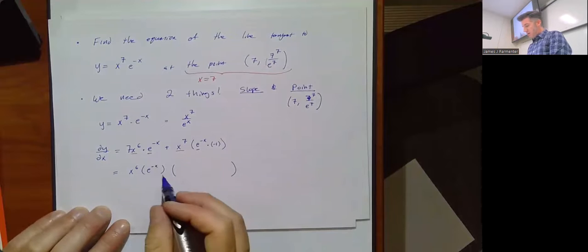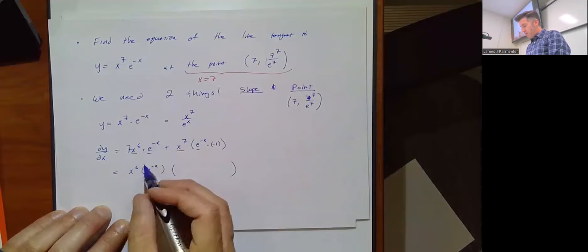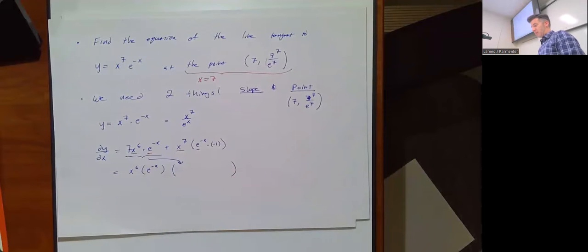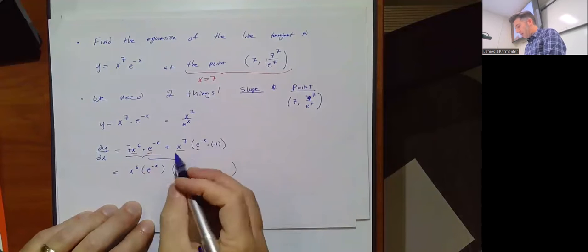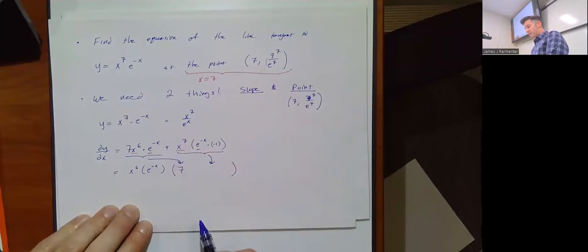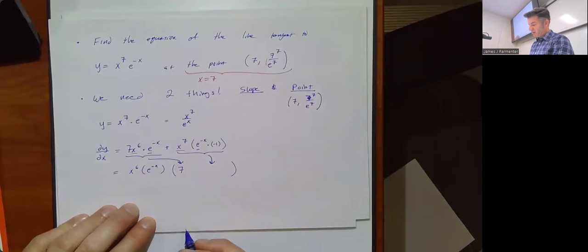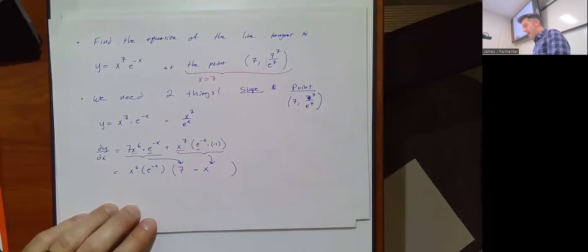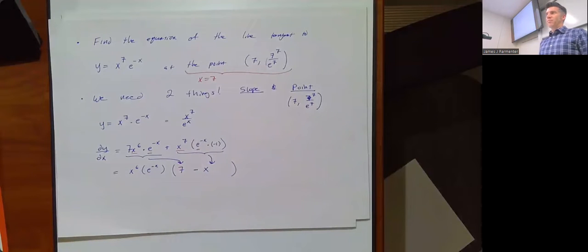And then from this first term, what am I left with after I factor out x to the 6th and e to the negative x? 7. From this second term, what am I left with after I factor out x to the 6th and e to the negative x? Yeah, negative x.